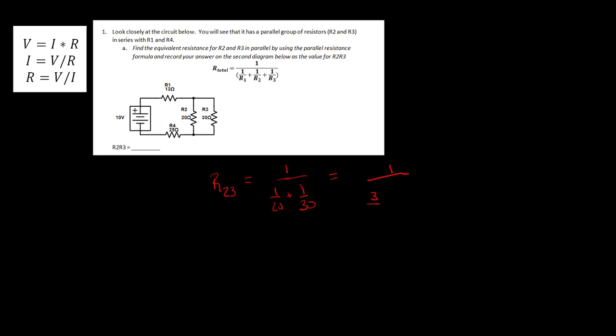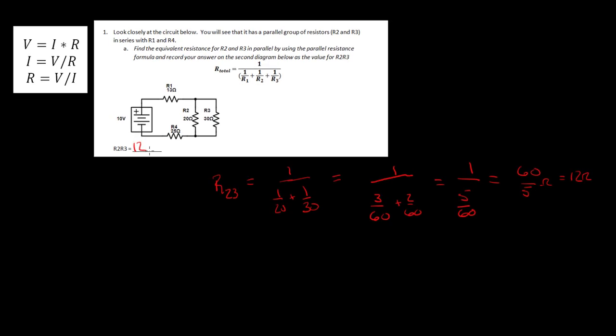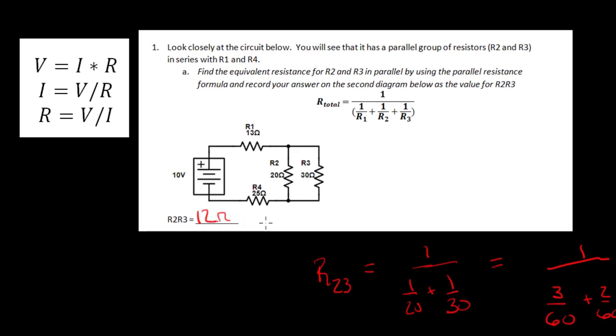So this becomes 3/60ths, and this becomes 2/60ths, and that's going to combine to be 1 over 5 over 60, which is then going to solve as 60 divided by 5 ohms, which is equal to 12 ohms. So I ask you to write that down right here, 12 ohms, or type that in. Now we can redraw that circuit, which is the next problem.